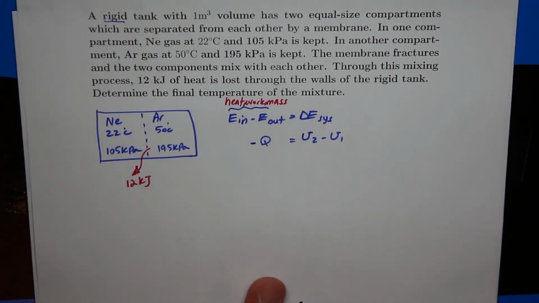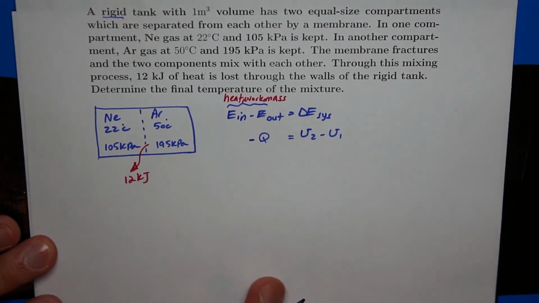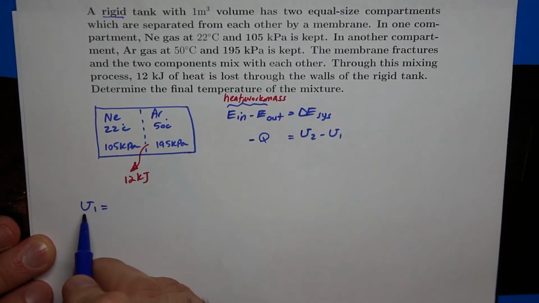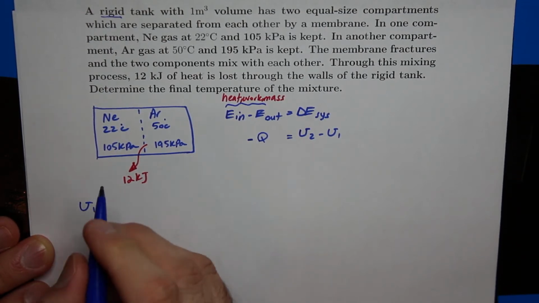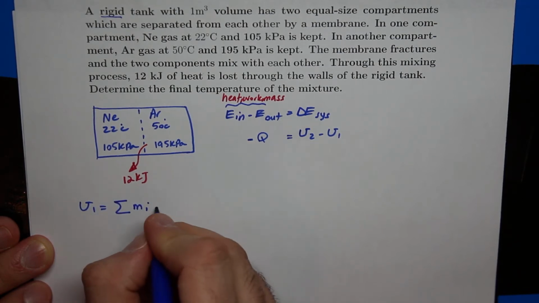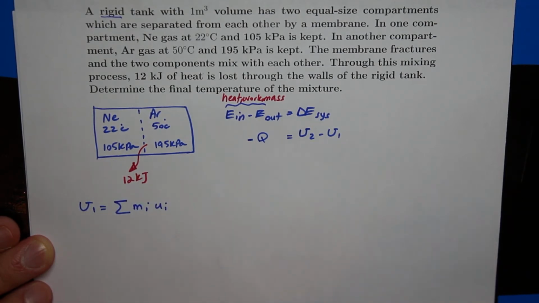So let's do that. First of all, let me find U1 first. That U1 is the total internal energy before the membrane breaks, which is equal to the sum of mass of each component multiplied by internal energy of each component. So the unit here is kilojoule.